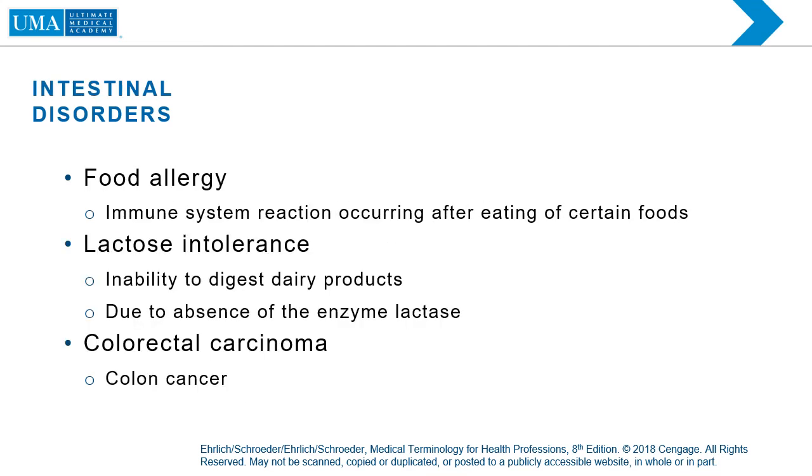Moving on to intestinal disorders, food allergies, lactose intolerance, as well as colorectal carcinoma are just to name a few. Now, starting with our food allergies, this is when the immune system reacts, and this occurs after eating a certain food. It has a negative reaction. Also, lactose intolerance. This is the inability to digest dairy products due to the absence of the enzyme lactase. Enzyme lactase is needed to process the sugars that may be found in some dairy products, such as milk.